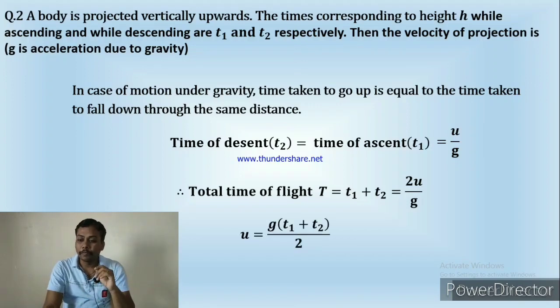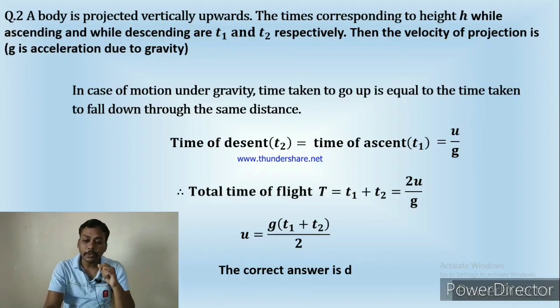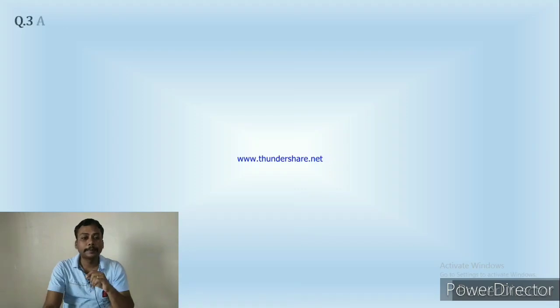And hence the formula for the initial velocity of projection, u, is equal to g, multiplied on the other side, g into (t1 plus t2) divided by 2, that is g(t1 plus t2) upon 2. The correct option is D here. So D option is correct.